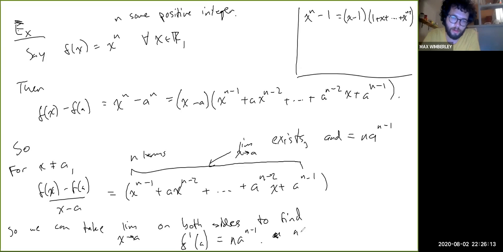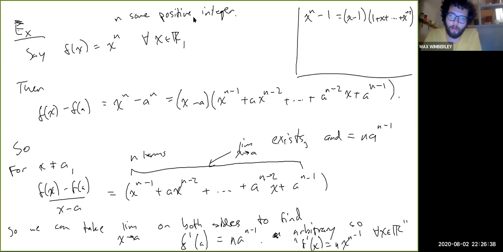a was arbitrary. So f prime of x equals n x to the n minus 1 for all x in R. You could write that, because what we did was really just compute the derivative at a point, but that point was arbitrary. So we can apply this formula to every point.